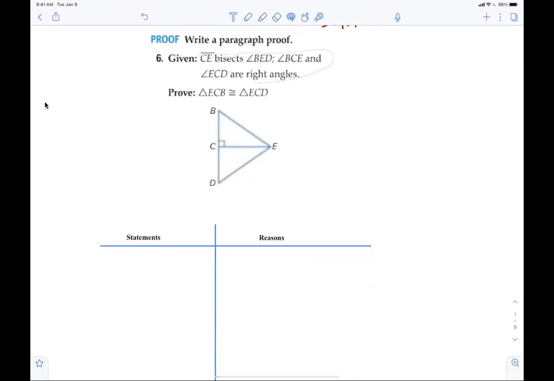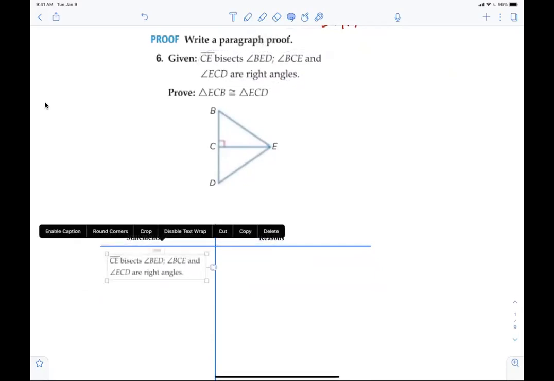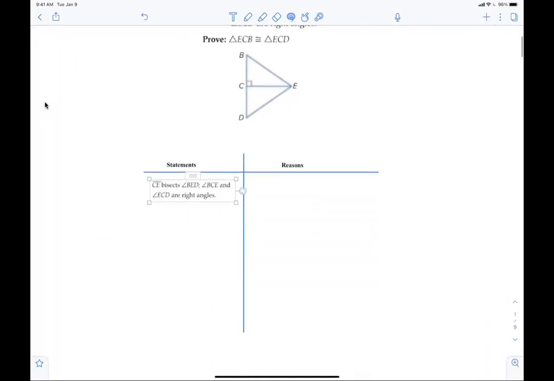Again, we can copy this. Oh my goodness, come on. Now we can paste it. Here we go. Step 1. And then we can just say it's the given.